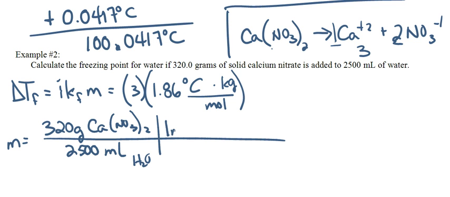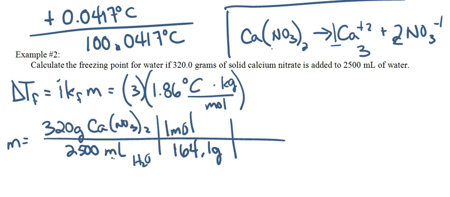So let's change the calcium nitrate into moles. So let's see, 40.08 plus 2 times 14.01 plus 6 times 16. So 164.1 grams per mole is my calcium nitrate molar mass. Now I need to get these milliliters of water to kilograms of water. How am I going to be able to do that?